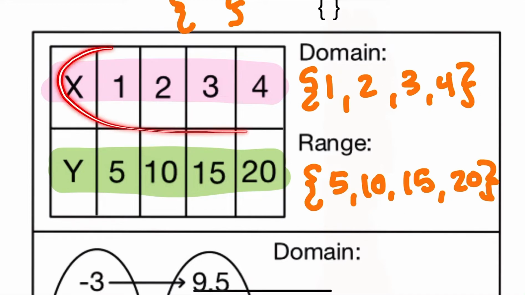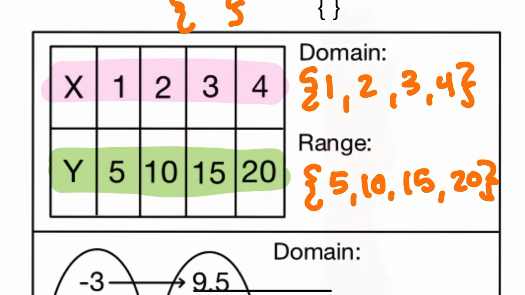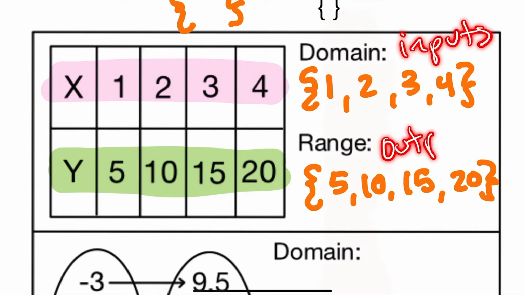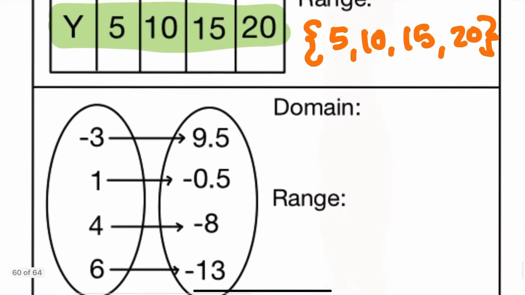So here is my domain. I got that from this list over here. And here is my range. I got that from this list over here. All right, your domain is going to be your x values. Your range is going to be your y values, or your inputs and outputs. All right. Okay. Let's try and find the domain and range on the next one.